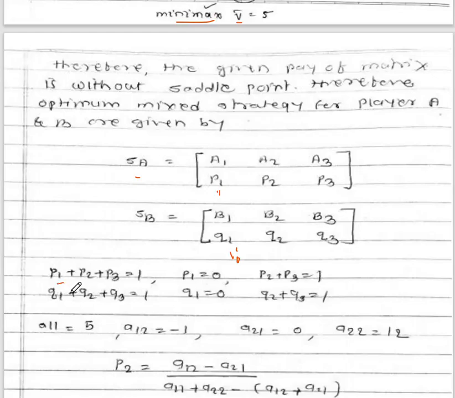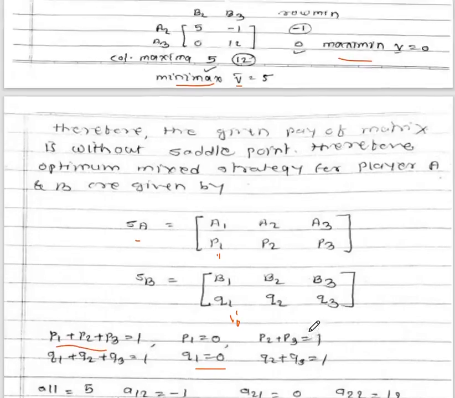The condition will be P1 plus P2 plus P3 equal to 1. P1 is 0, so this can be written as P2 plus P3 equal to 1. And this is the second condition, Q1 plus Q2 plus Q3 equal to 1. Here Q1 is 0, so this condition reduces to Q2 plus Q3 equal to 1. Now we will find only P2, P3 and Q2, Q3.